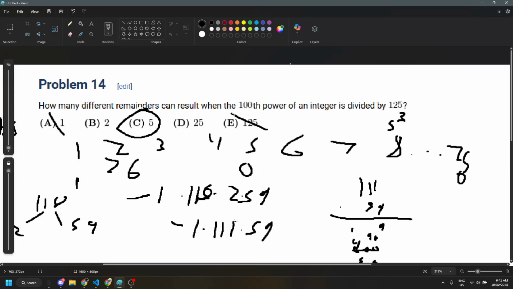What is it, 14? Oh, it's 2. It would be 0 or 1. What did I do wrong?